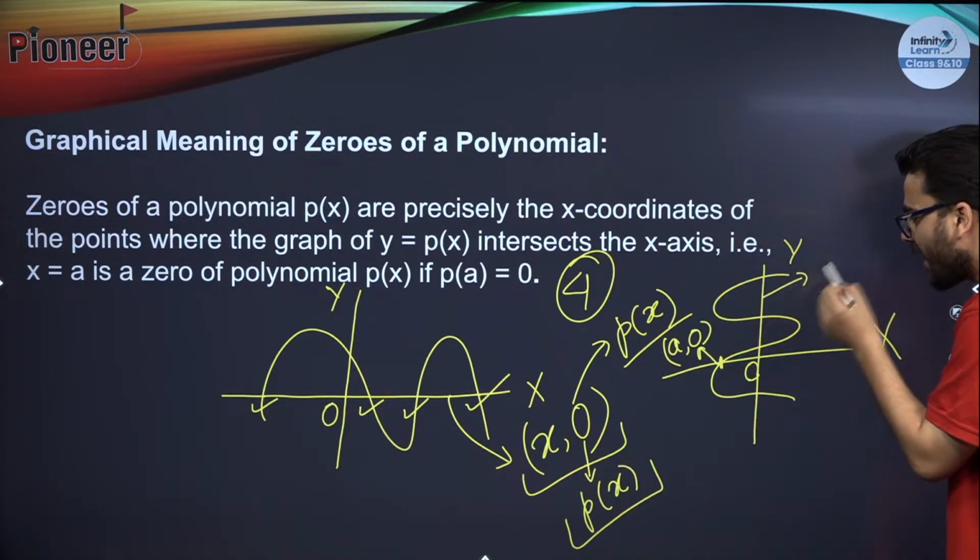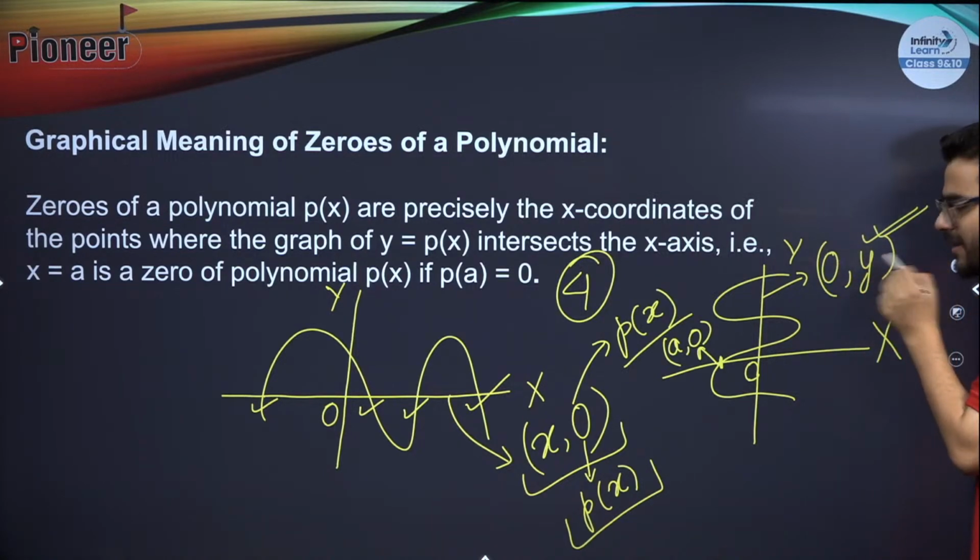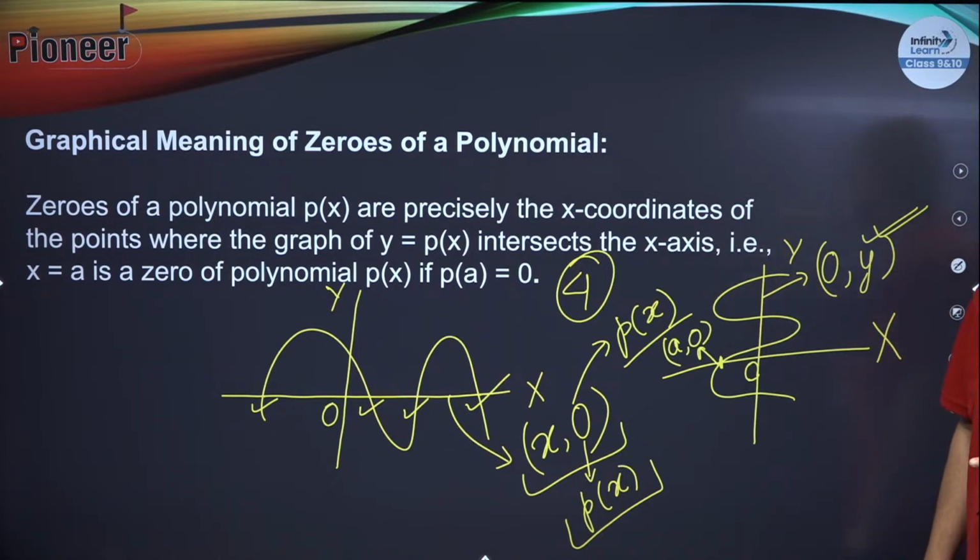Any point on the y-axis is of the form 0 comma y. You got it? The value of the y coordinate is not 0 on the y-axis. You got it?